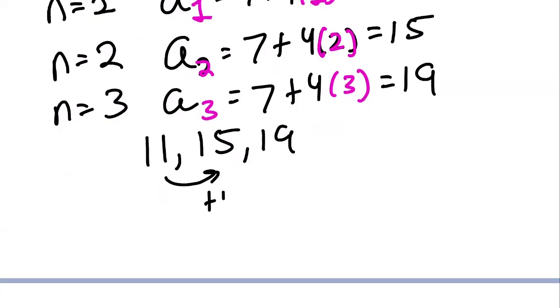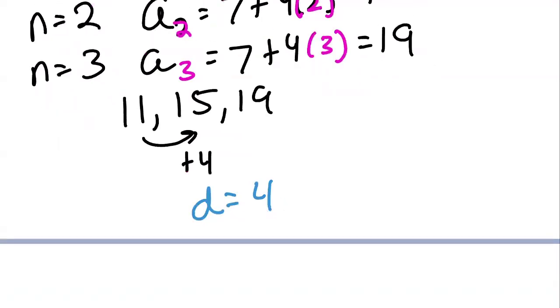You're adding 4, right? To write it in the recursive formula, we need the common difference, which is 4, right? And when you do the recursive formula, it also wants the first term. What's the first term? 11.